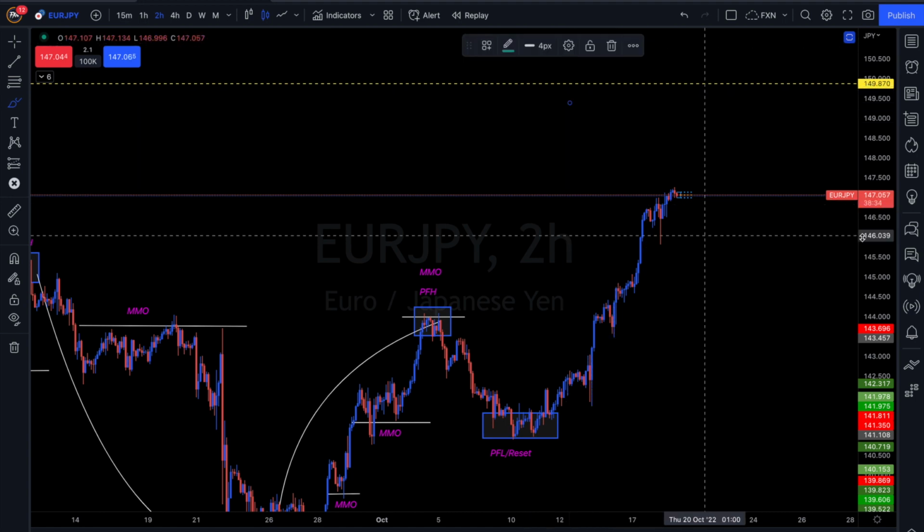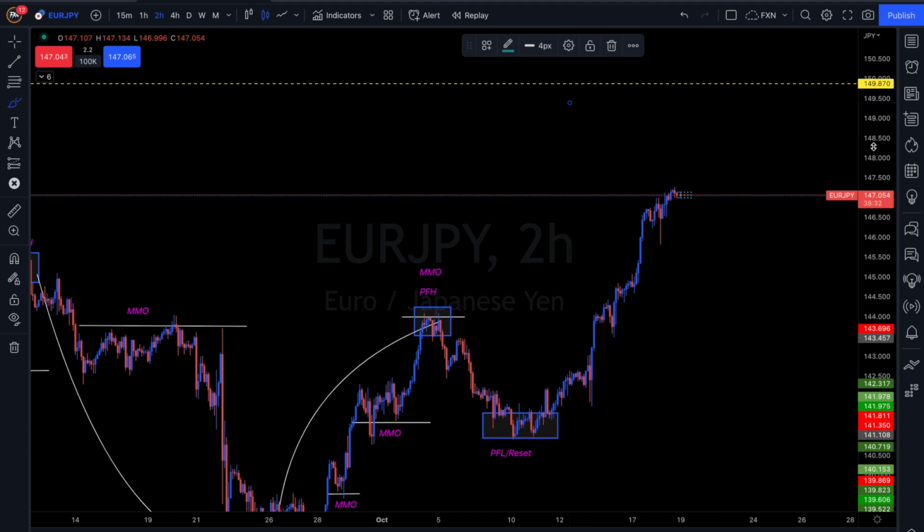So what is it that I'm looking for on EURJPY? For me personally, I'm only looking for one of two things. Either we get a peak formation high, and then I'm looking for the reset to occur to continue to 150, or this thing just keeps running up to 150 on a super extended super cycle.